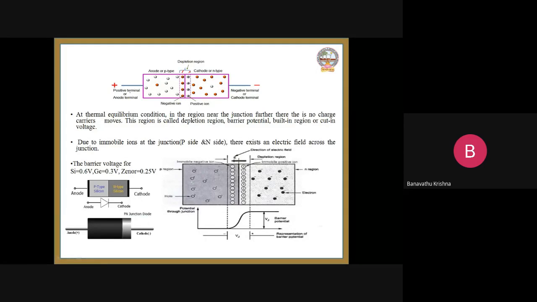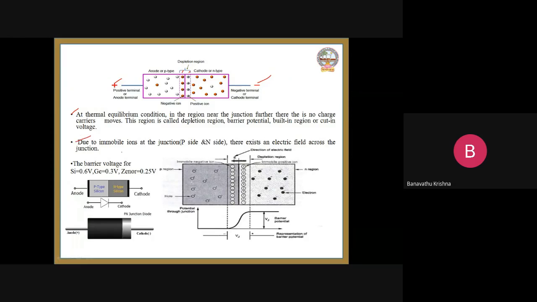But after this, as I told you in the previous class, the P side is the anode. It is positive. Coming to the N side, this is the negative terminal, the cathode. Negative charge terminal or cathode terminal, positive terminal or anode terminal. This is the PN junction diode, the open circuited PN junction diode. At thermal equilibrium, in the region near the junction there are no charge carriers moving. This region is called the depletion region, barrier potential, built-in region or cut-in voltage.